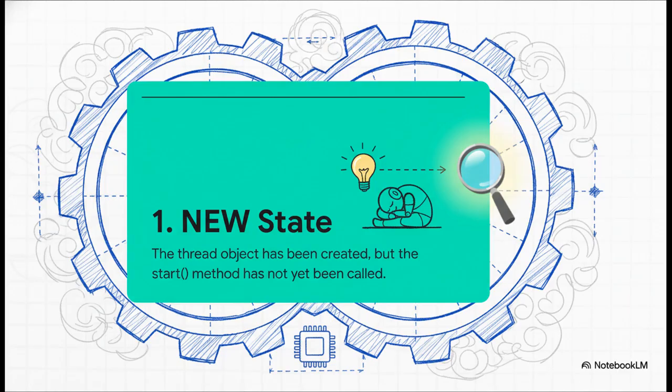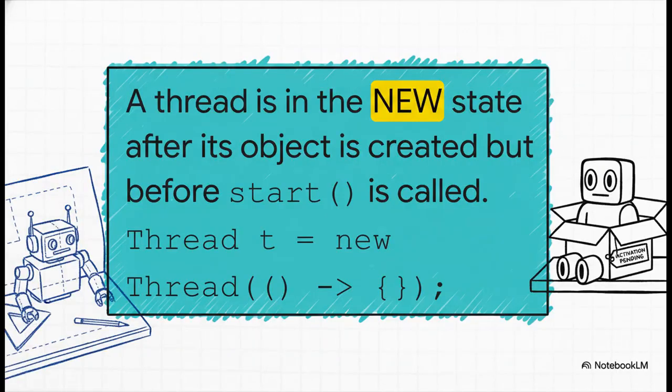It's like a blueprint for a house that hasn't been built. And here's what that looks like in your code. Just this one line. The moment you write new Thread, you've done it. That thread object, t, is created. And right there, at that exact instant, before you even think about calling start, that thread is just sitting there, chilling in the new state.